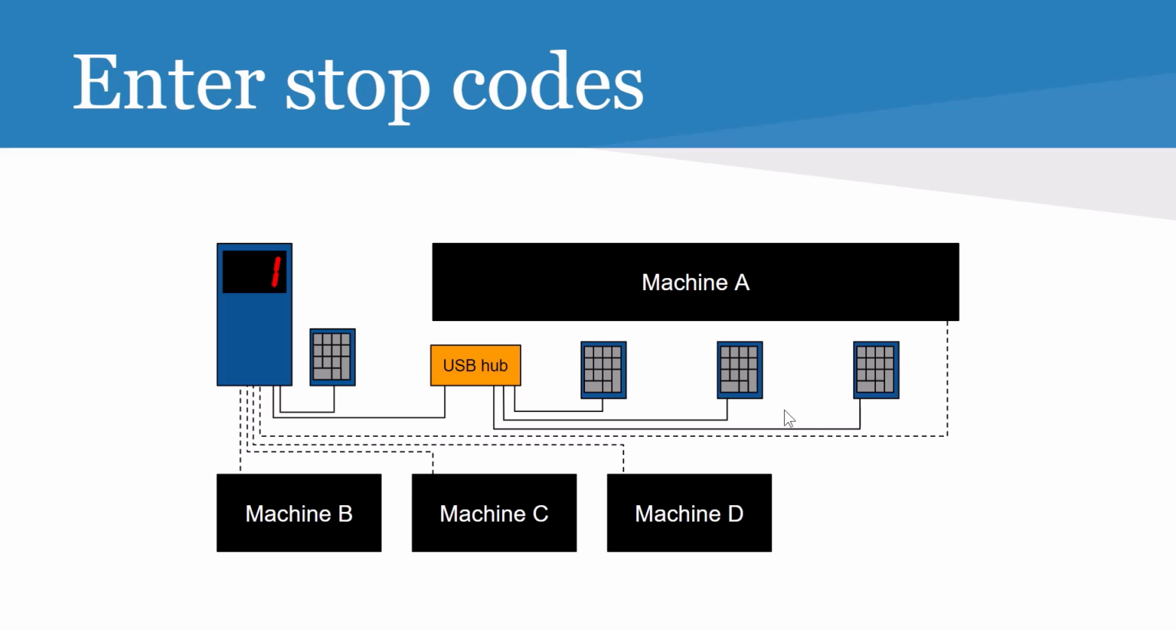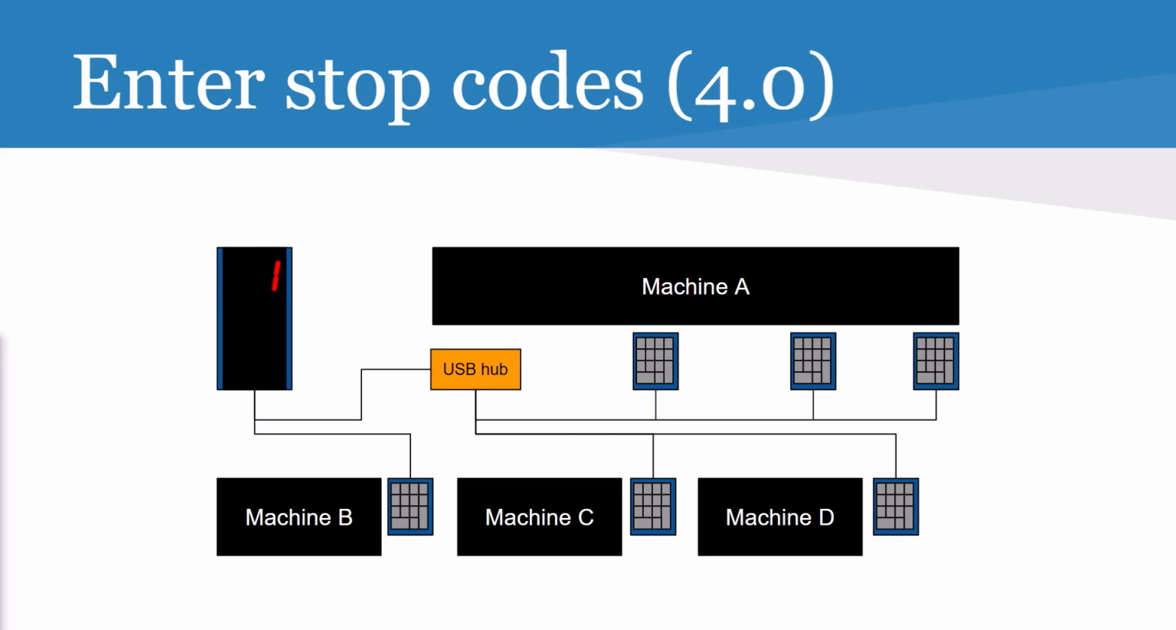And in this example, all keypads report stop codes for machine A. But then we have a new model of the MUR-Box, version 4.0, and with this model you can reconfigure the keypads and configure which machine each keypad reports to. So with this setup you can still use a USB hub and multiple keypads, but you can have some reporting for the line, and additional keypads reporting for the other machines separately.